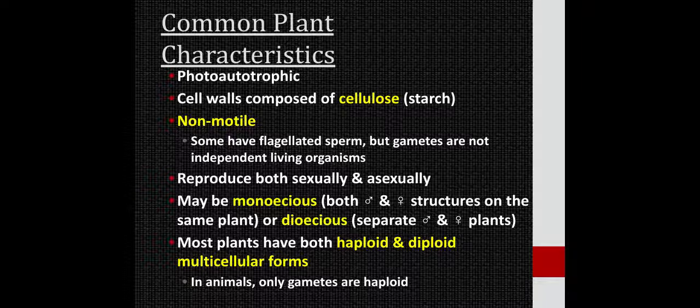They can be monoecious, meaning that they have male and female structures on the same plant. Try to remember that using the prefix mono, meaning one. So one plant that has both male and female structures. Or dioecious, having separate plants. One is male, one is female. Most plants are going to have haploid and diploid multicellular forms, and we call that alternation of generations. In animals, we know only our gametes are haploid, and they don't grow into a structure. So it's very different for plants.